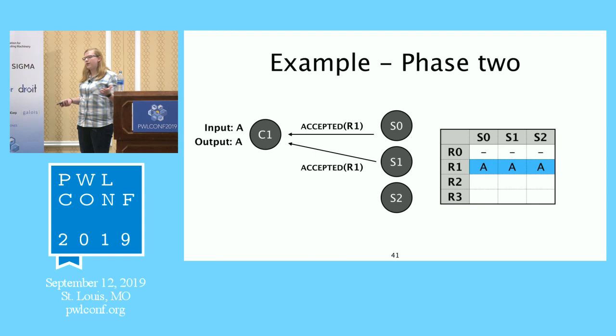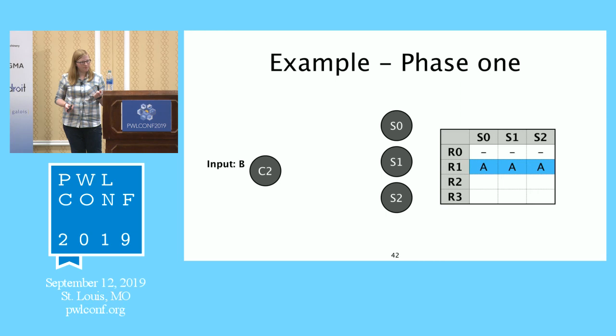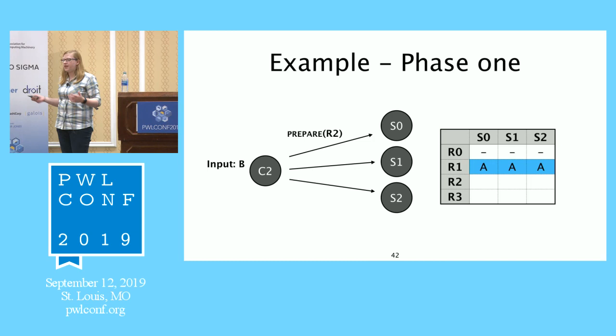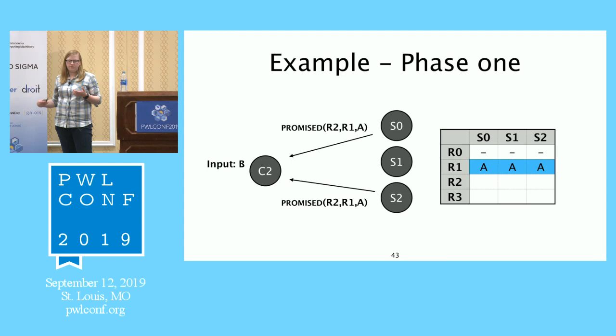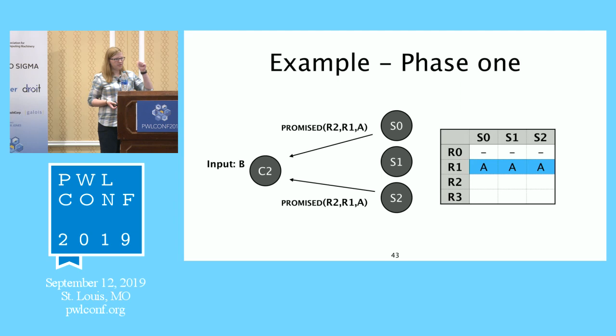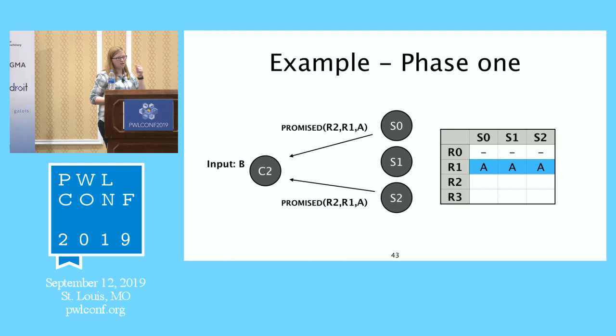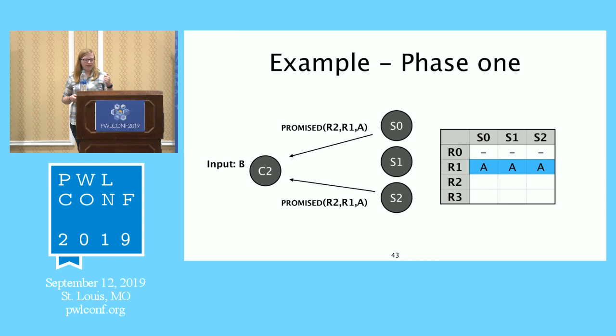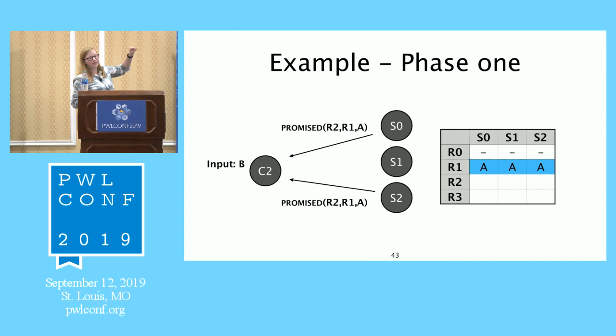Another client comes along into the system. They're going to send the message prepare R2. Registers were allocated round robin, say. The servers don't need to change their state at all. There are no unwritten registers, but they are going to respond with the greatest register and the value inside it. So in this case, they're responding with the greatest register, R1, and the value that's in R1, A. So this message reads: if you want to write to R2, you should know that the greatest value I've seen is A in R1.